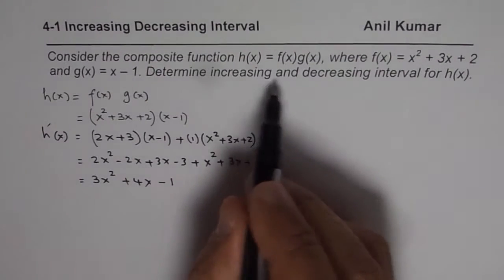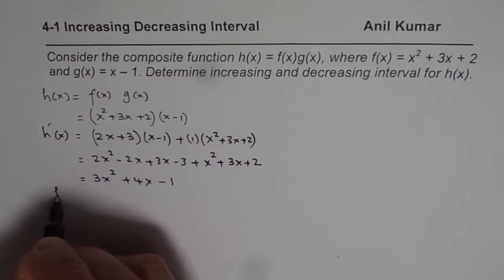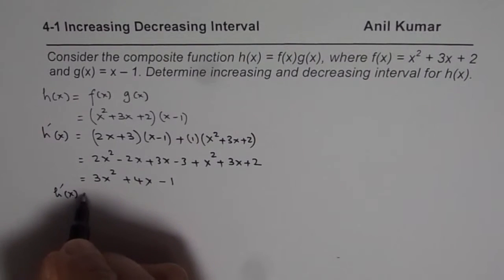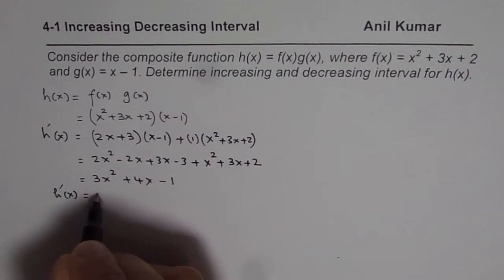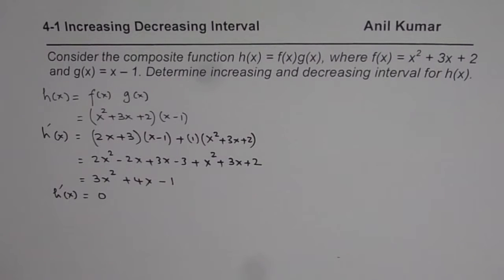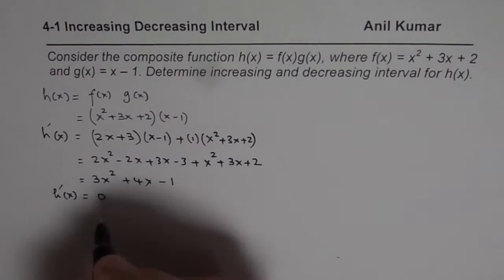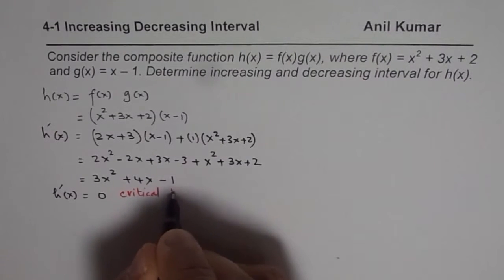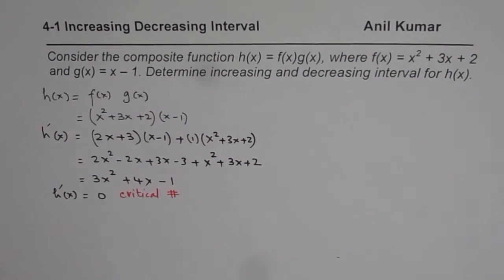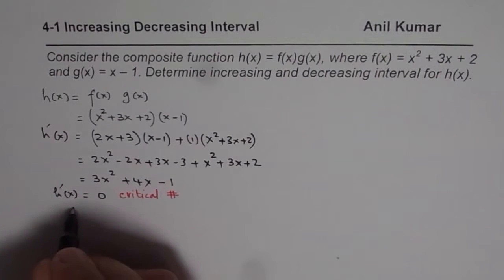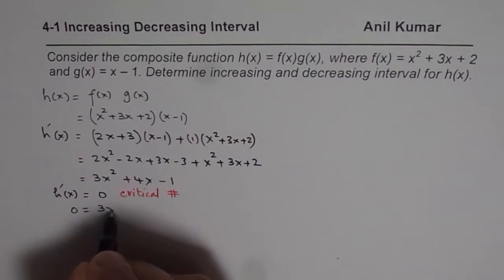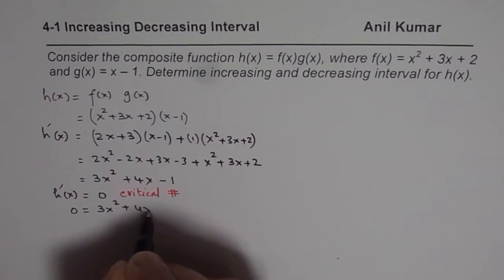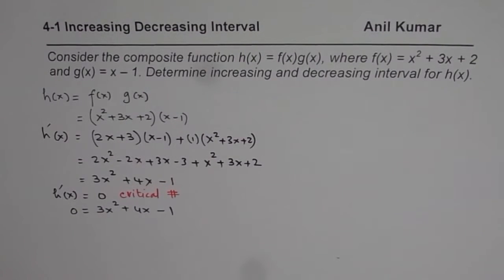Now to find increasing and decreasing intervals, we need to find the critical numbers. So we'll equate h prime of x to 0 to find critical numbers. This is a very important step. We will find the critical numbers. That is to say, we'll find the solution for 0 equals 3x squared plus 4x minus 1.